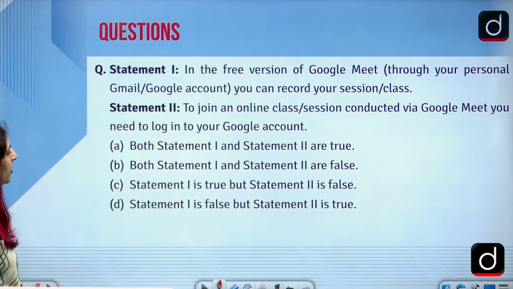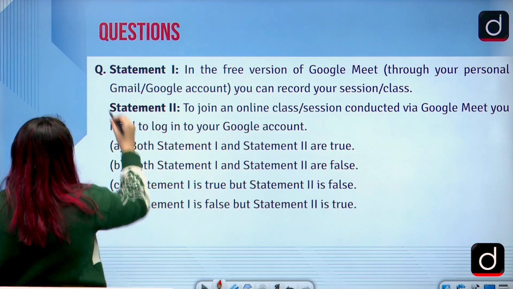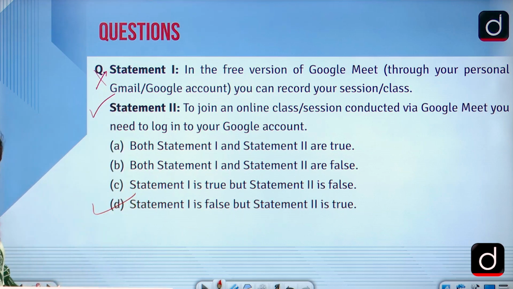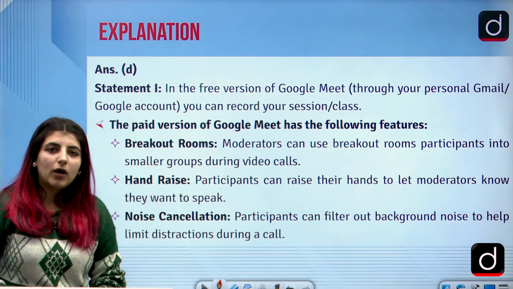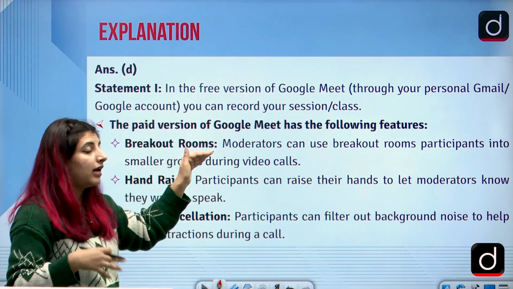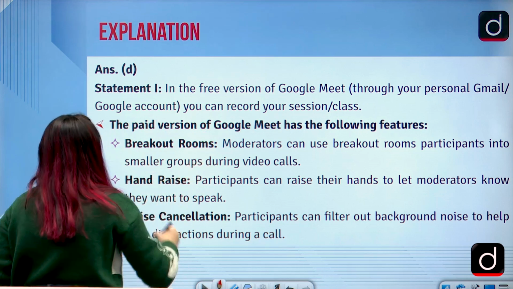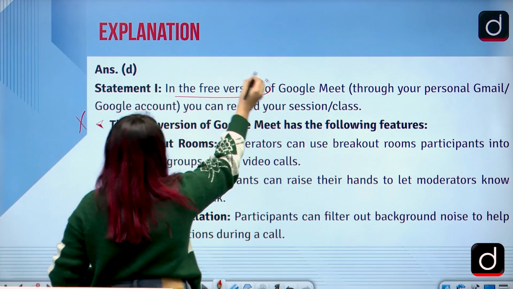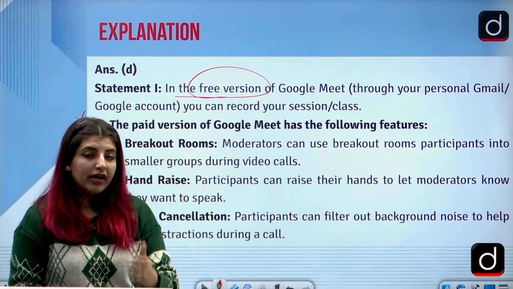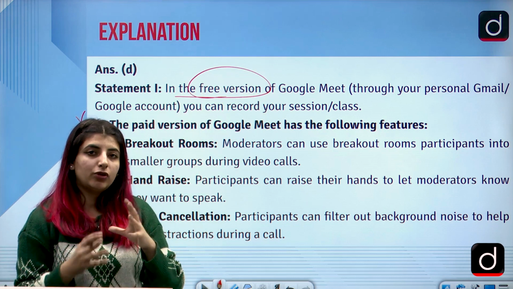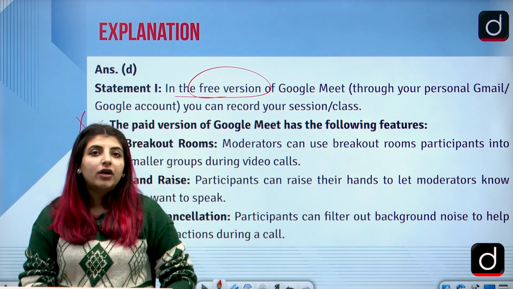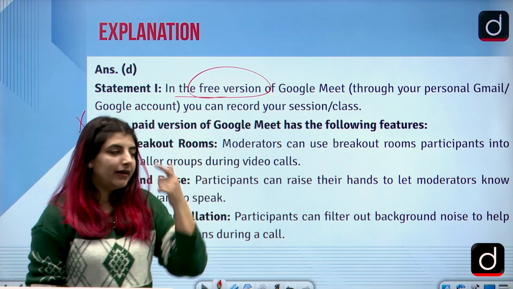The answer to this question is option D, which says statement 1 is false, whereas statement 2 is true. Why do we say that? Let's just read statement 1 firstly. Statement 1 said that in the free version, you can record the session and the classroom with your Gmail account. That is not done in the free version, students. That can only be done in the paid version, and that too, the paid version is for the host only. So, the host who is organizing the meeting, he or she will be able to record the session only and not the students, correct?